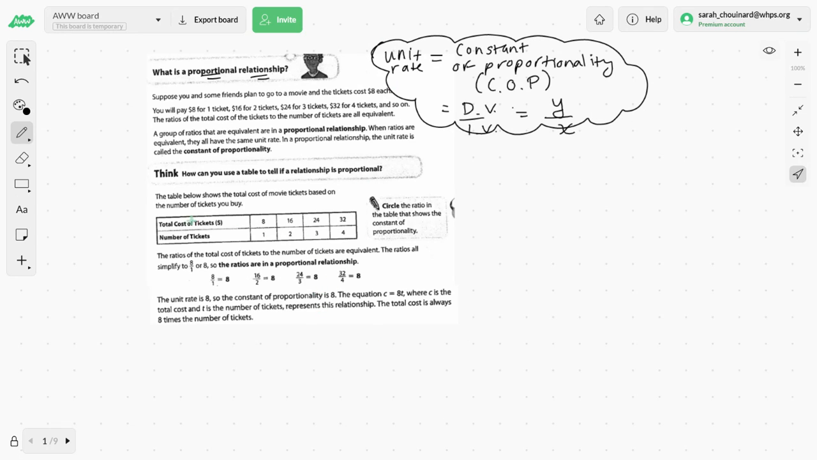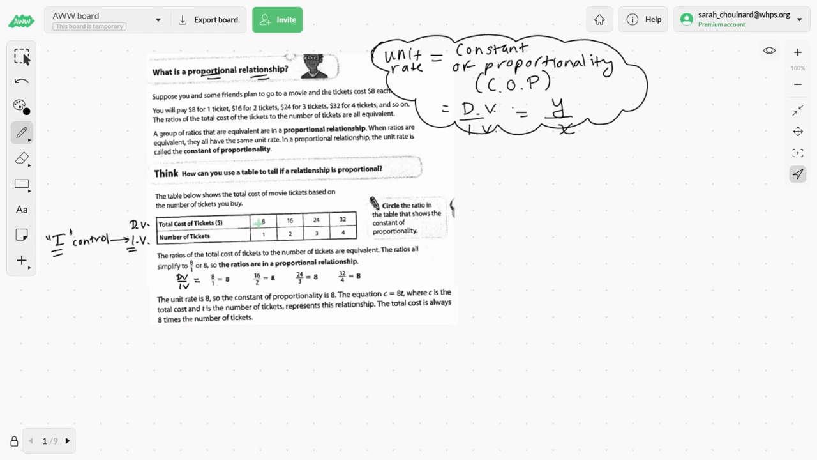So in the table below, it's showing the cost of the tickets, which is the DV, and the independent variable, which is the number of tickets. With the independent variable, I always think, what can I control? That's going to be the independent variable. I control it. I control how many tickets I buy. The movie theater controls how much I pay. So to calculate it, we do the DV divided by the IV.